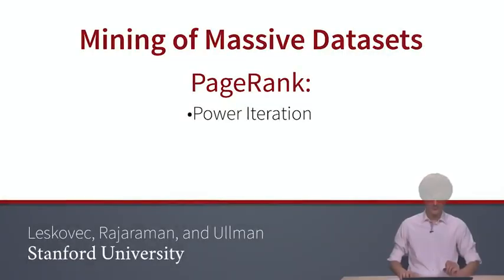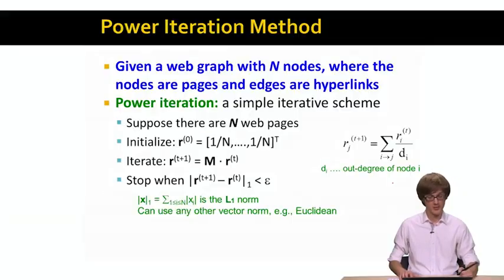And now the question is, how do we compute the eigenvector or the solution to this problem, r equals M times r? So the way we proceed is the following. The method is called the power iteration method, and it assumes that on the input we are given a big web graph on n nodes, where nodes are web pages and directed links correspond to hyperlinks. And then the power iteration is a very simple iterative scheme.